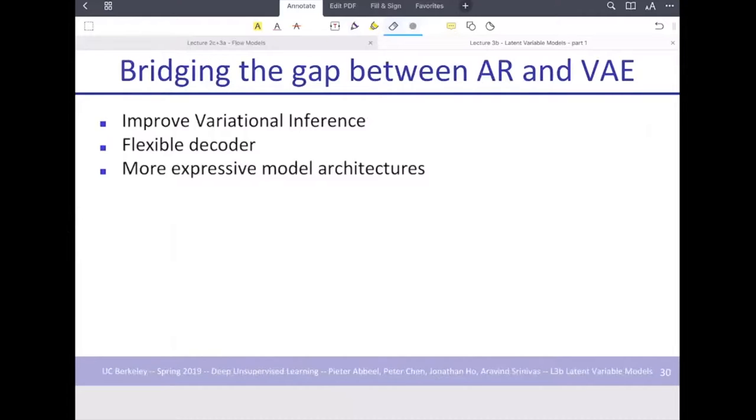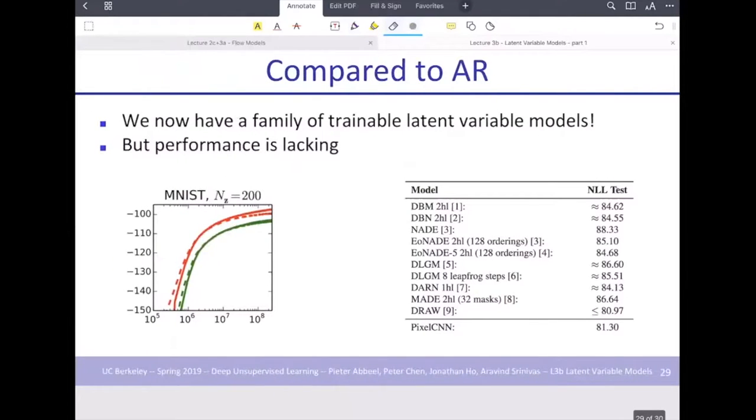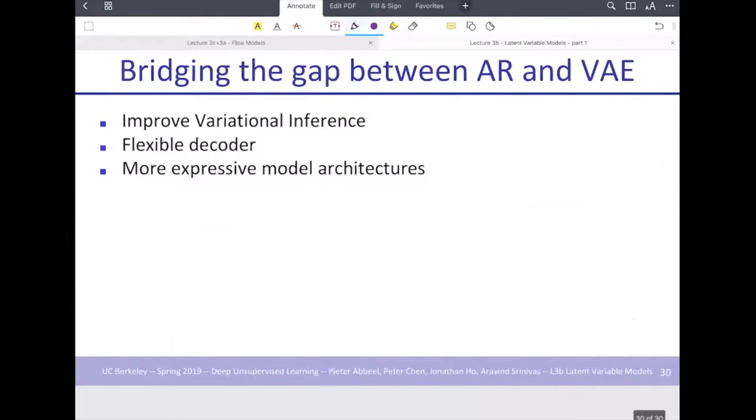I don't think he went through this part a lot. He says that it's not good enough as compared to PixelCNN. This one's not important. Okay, so should we move on?